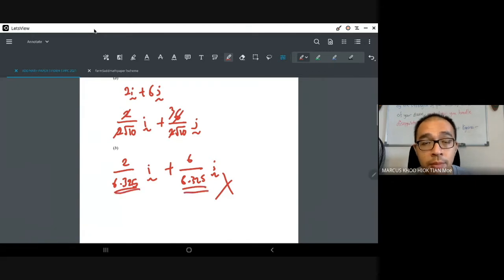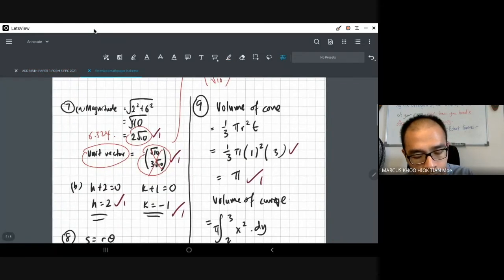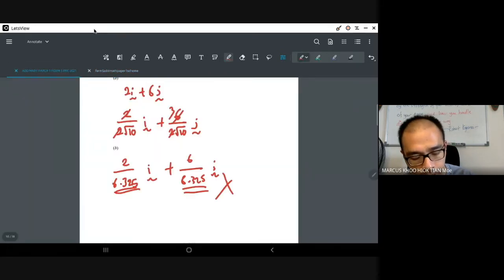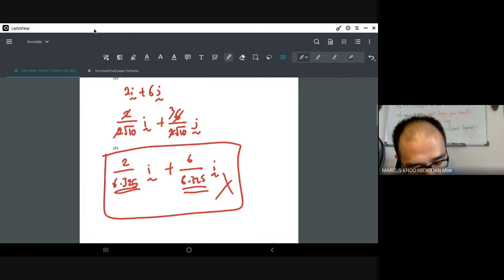You will get the marks for the magnitude. If you get 6.324, I accept, I will give you 1 mark. But if you give me your unit vector in this form, I do not accept. In the past I accepted, because students in the past didn't learn the law of surds. But you have learned the law of surds, which is of course an advantage to you. But you need to know how to use it.